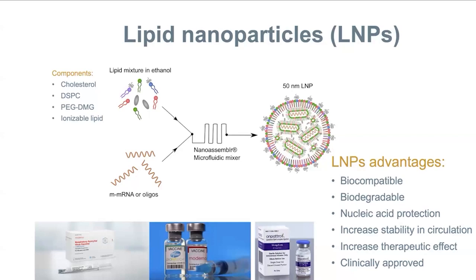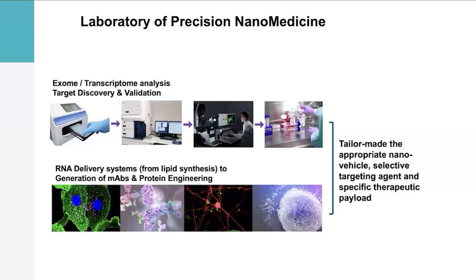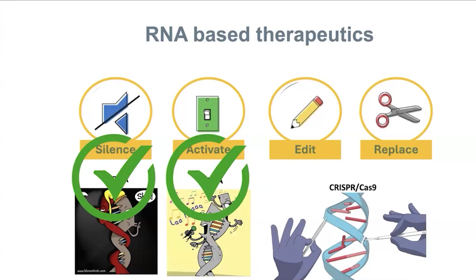We have 4 lipids, sometimes more than 4, in a formulation with the RNA, and it has a lot of advantages. It's protecting the RNA. The system is completely biocompatible, biodegradable, protecting the nucleic acid, increasing the stability in circulation and the therapeutic index. And of course, as I mentioned, some of them are clinically approved. In my lab, we are interested in combining RNA delivery systems, including protein engineering, with new potential drug targets. So we know how to do many things.